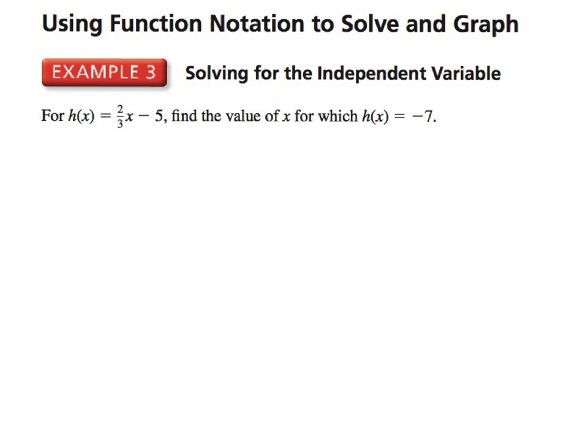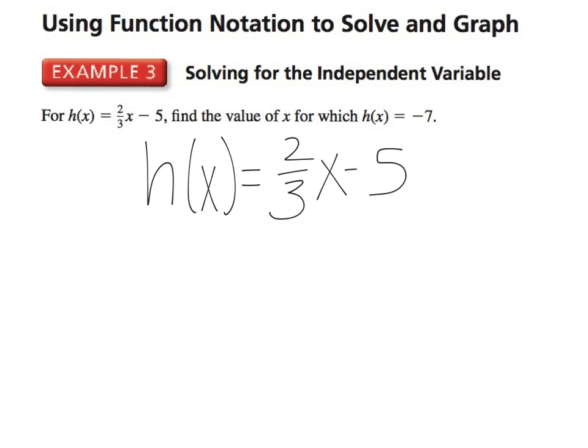In example 3, we're going to solve for the independent variable. What variable is always the independent one? It's x, or what you plug in. So here we go. Our equation, h of x equals 2/3 x minus 5. We want to find the value of x if h of x is equal to -7. So all we do is take the -7, plug it in for h of x. We get 2/3 x minus 5 equals -7, and now we just solve it.